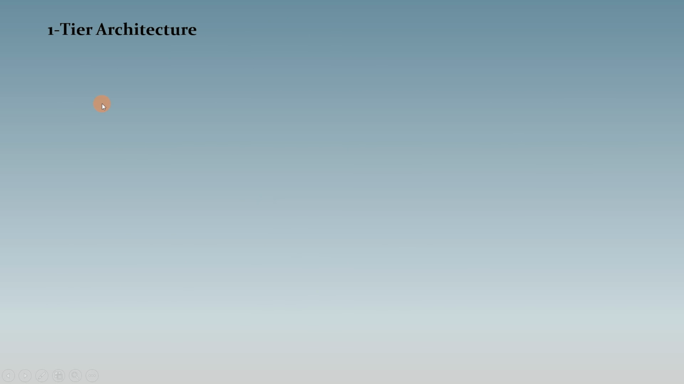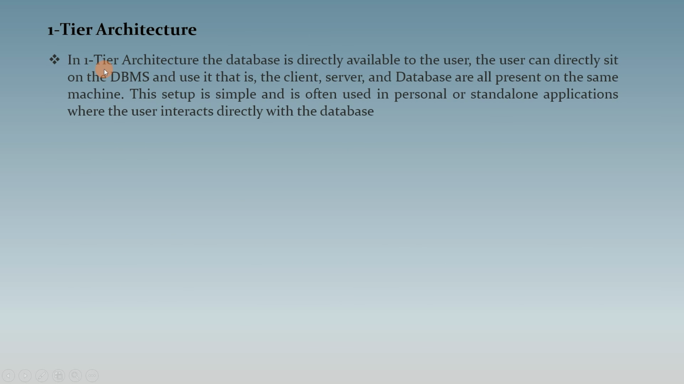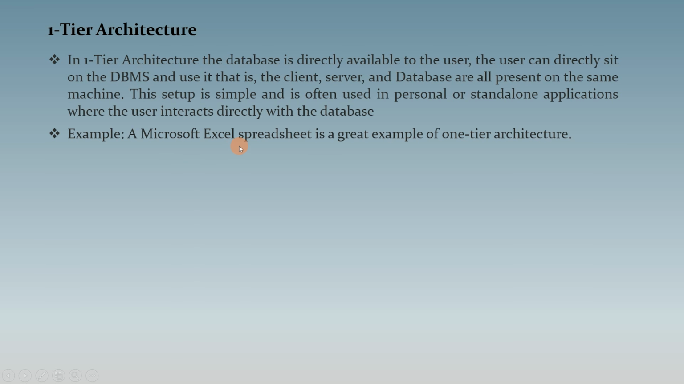Now, 1-tier architecture. In 1-tier architecture, the database is directly available to the user. The user can directly sit on the DBMS and use it. That is, the client, server and the database are all present on the same machine. This setup is simple and is often used in personal or standalone application where the user interacts directly with the database. And here is the example of it. A Microsoft Excel spreadsheet is a great example of 1-tier architecture.